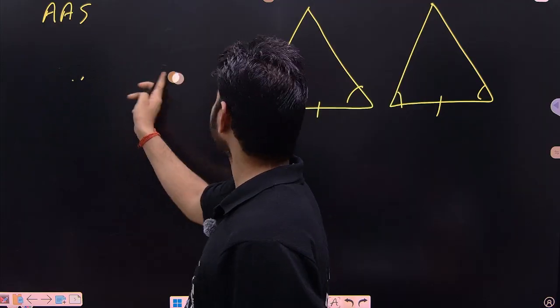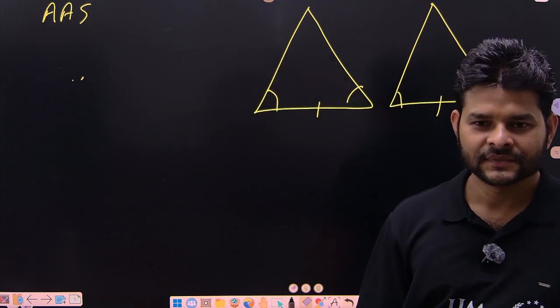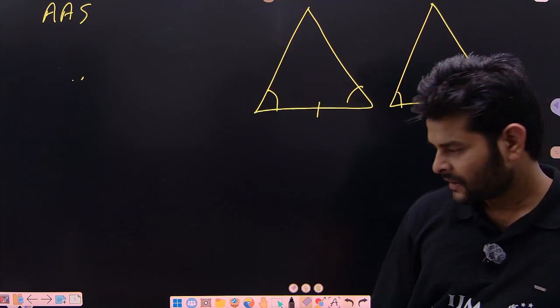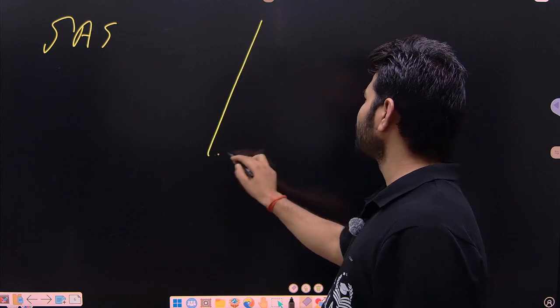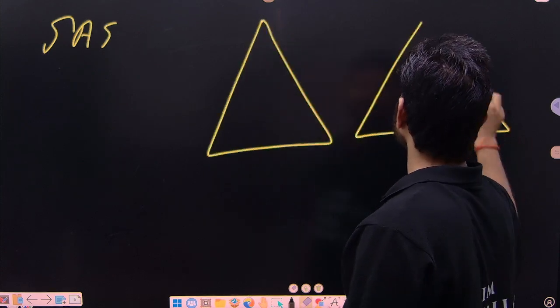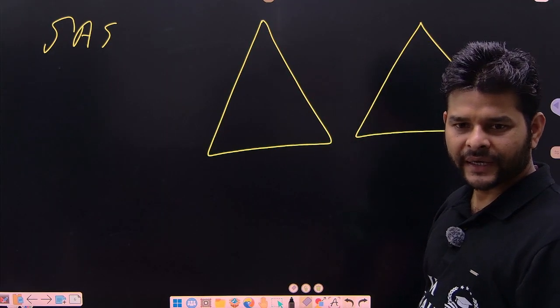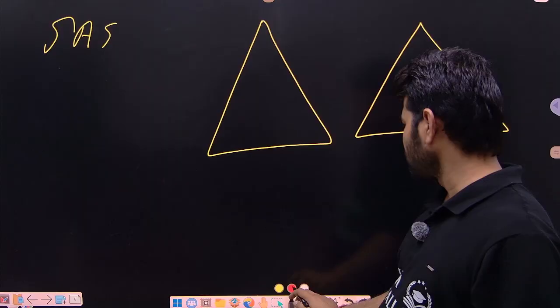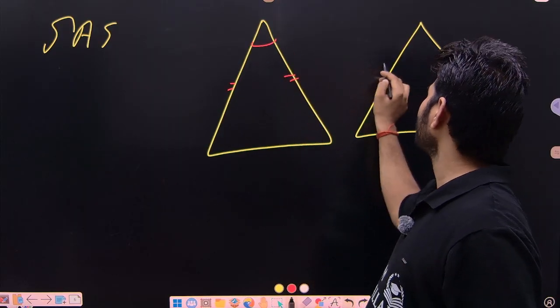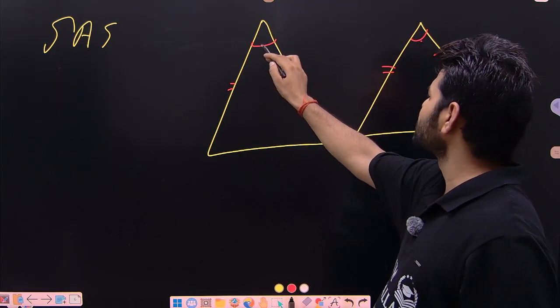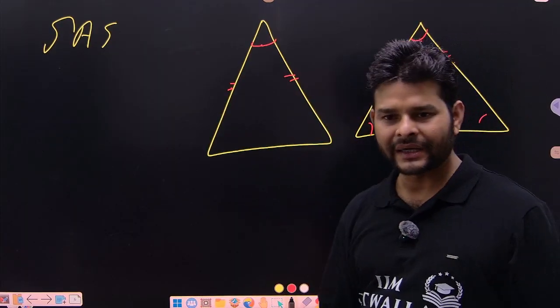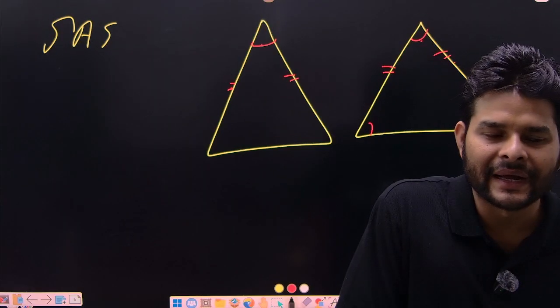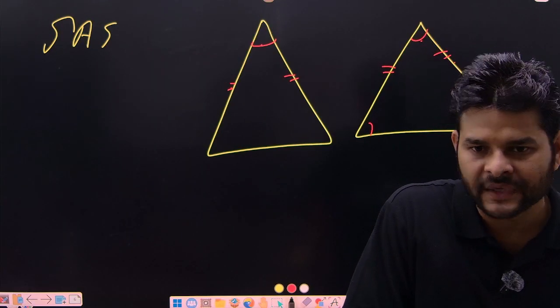ASA means angle, side, angle. What would be SAS? If you are able to prove that two sides and the angle between those two sides are equal, that this angle is equal to this one, this side is equal to this one, this side is equal to this one, then you need not prove the rest of the things. You can directly say both the triangles must be congruent. This is the third property.